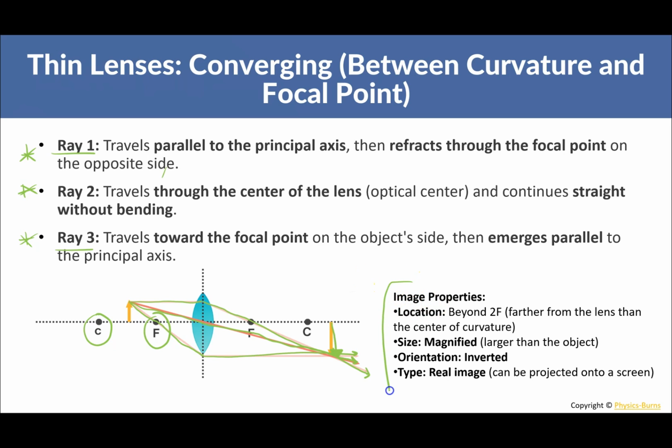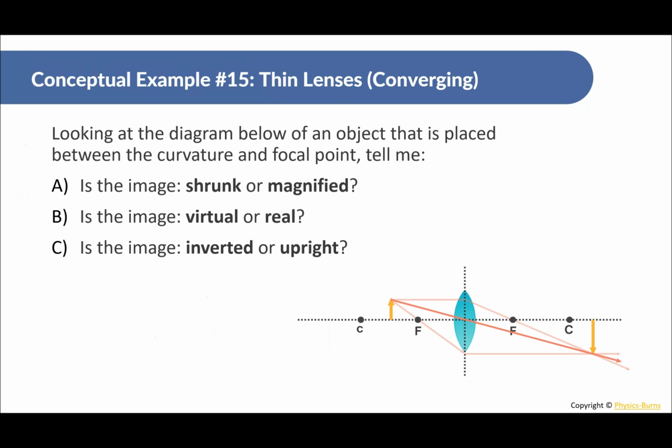Things we should know about the image at this location when the object is between the curvature and the focal point. If the location of the image is beyond the curvature, or 2f, farther from the lens than the center of curvature, the size is magnified, larger than the object, it is inverted, upside down, and the type of image is real. Okay, so it is real when it is on the opposite side of the object when it comes to thin lenses. All right, moving on.